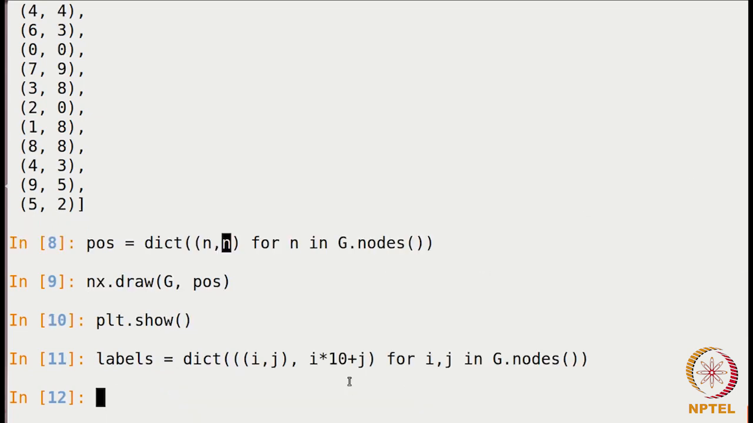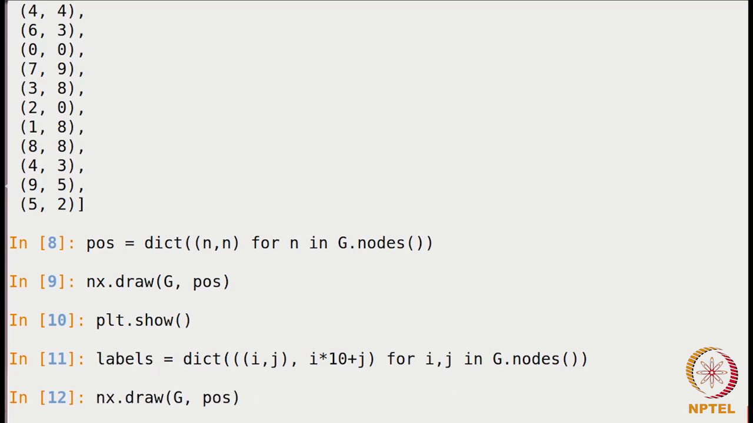So what I'm doing here is that to every node, which is (i, j), like (4, 3), I'm assigning a label, which is i into 10 plus j. In the case of (4, 3), it will be 43. So that label I'm assigning to every node, and that information I'm keeping in the form of a dictionary called labels, which I'm going to use. So let me show you how we can do that.